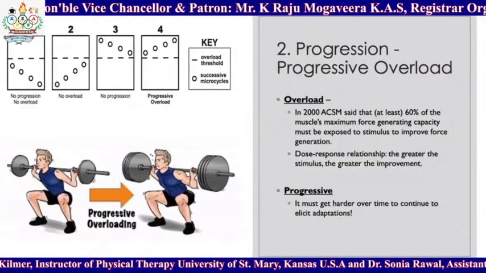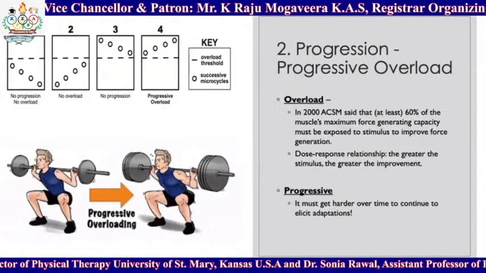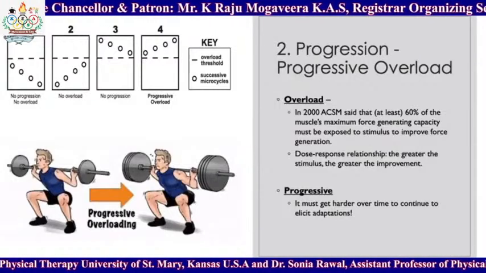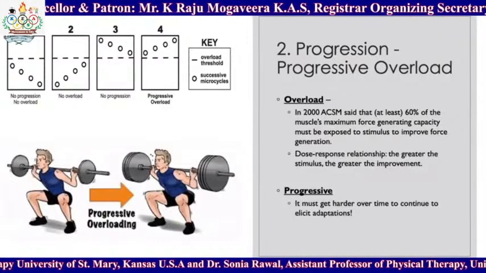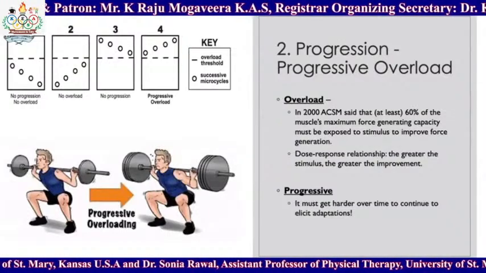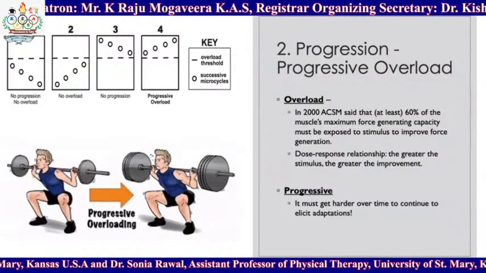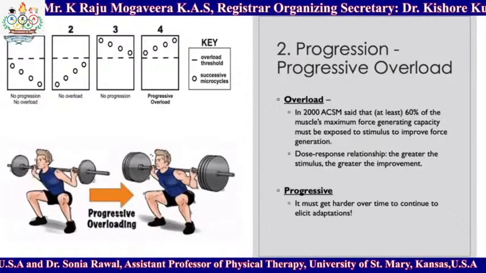If you continue to do things that are 60%, you probably won't get the same response as if you're moving weights or resistance that's about 70% of your one rep max, okay? The other thing it has to meet is it has to be progressive. It has to get harder over time to continue to elicit adaptations.